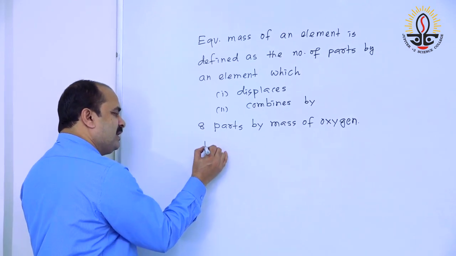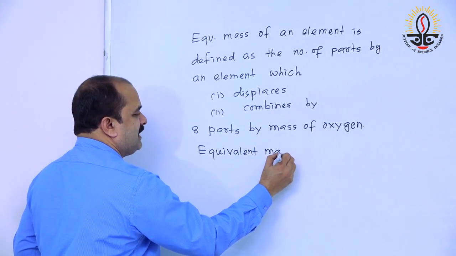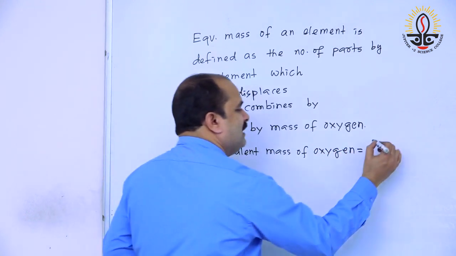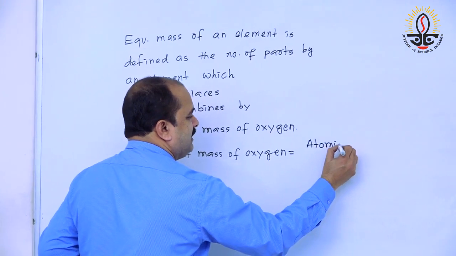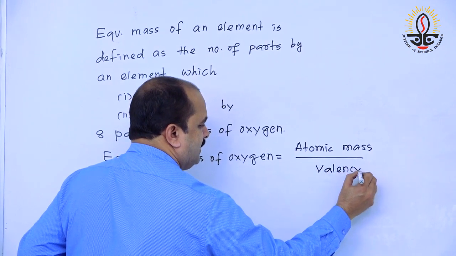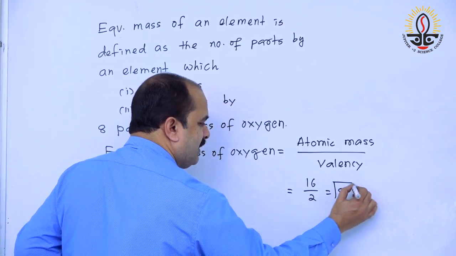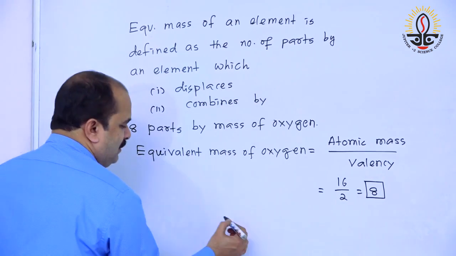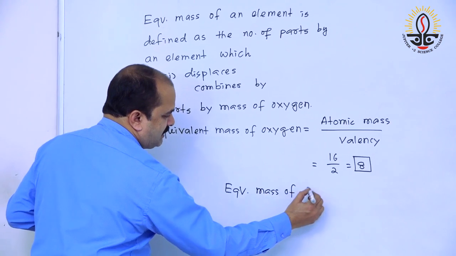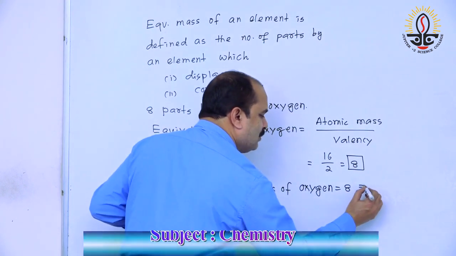So first we have to calculate the equivalent mass of oxygen. Equivalent mass of oxygen is equal to atomic mass of oxygen divided by valence of oxygen. Atomic mass of oxygen is 16, divided by 2 is equal to 8. Equivalent mass of oxygen is equal to 8.